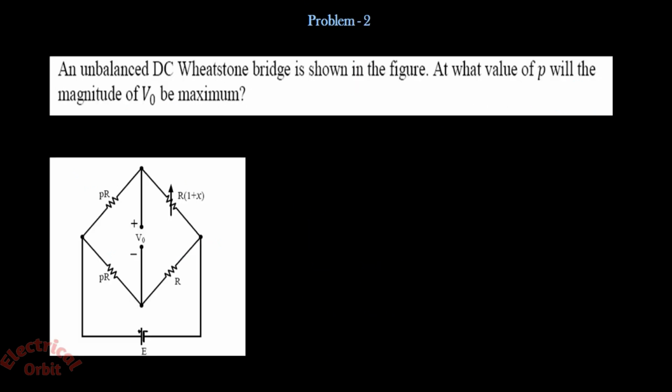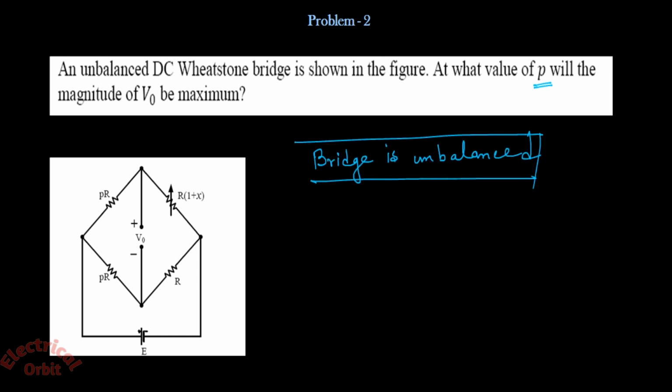Now our next problem is an unbalanced DC Wheatstone bridge shown in the figure. At what value of P will the magnitude of V0 be maximum? For this type of problem, first we need to understand the question. In this Wheatstone bridge, first of all, the bridge is unbalanced. The bridge is not balanced here. That is said in the question.